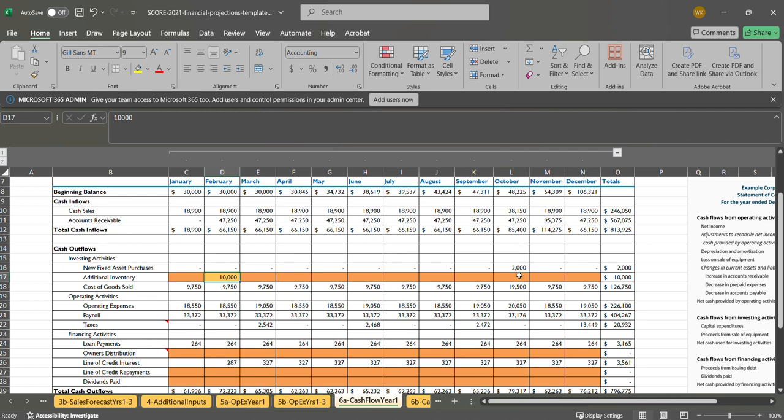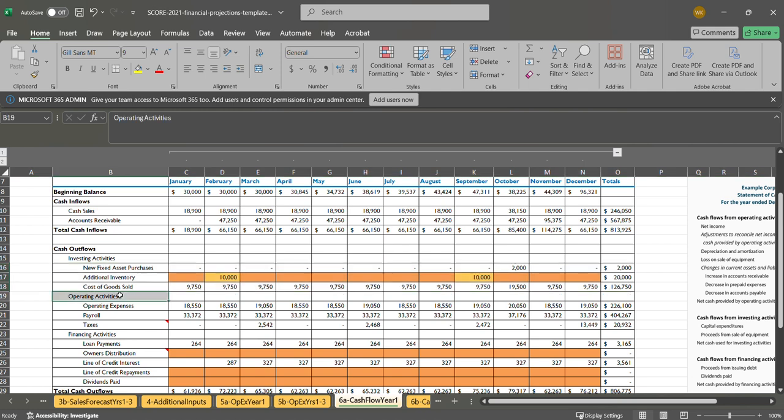And then here in October, we know that we're really ramping up production for October. So in September, I might get some more. So I might buy another $10,000 of raw materials just so that I have that on hand for production. And so these three are for the investing activities.